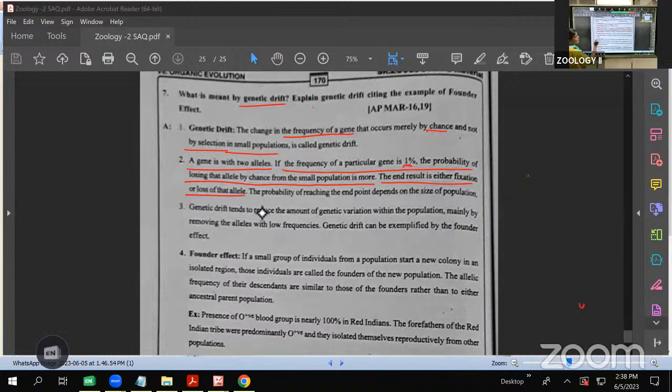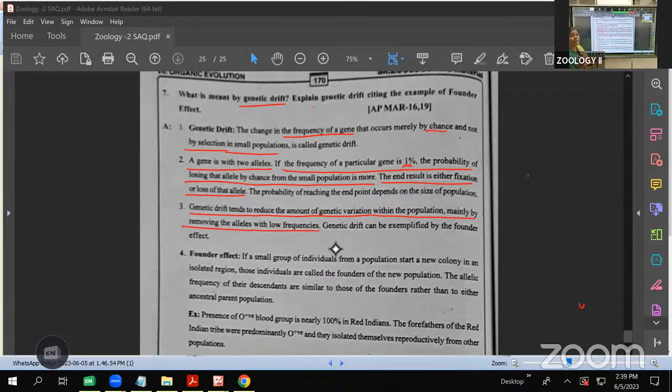Next, genetic drift tends to reduce the amount of genetic variation. Genetic drift means sudden change that occurs by chance. What that means is that genetic drift tends to reduce the amount of genetic variation. It reduces the variation within the population, mainly by removing alleles with low frequency.